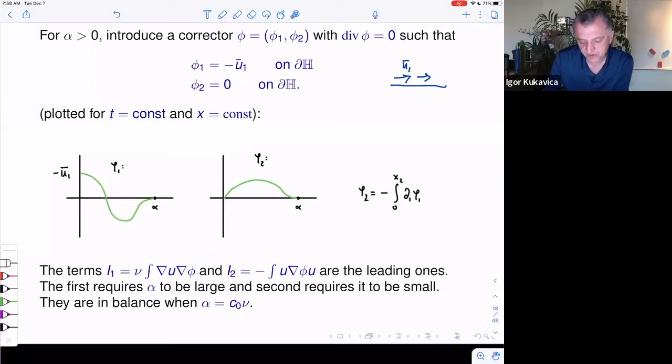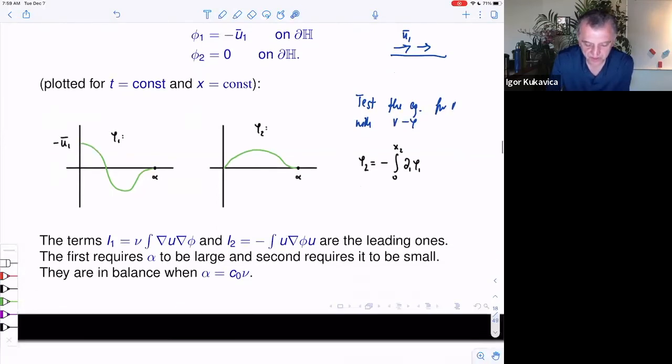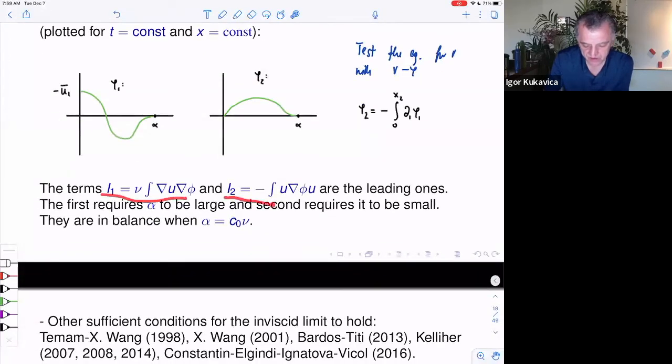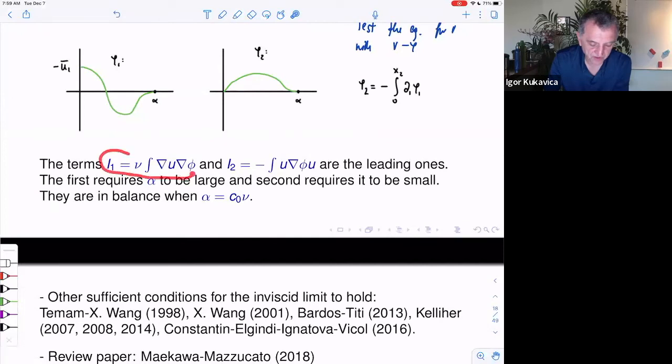Then we write the equation for the difference. So instead of the equation for v, we still write the equation for v, but we test it with v minus phi. So we test the equation for the difference with v minus phi. And because of this vanishing, now we can integrate by parts and analyze every individual term. The two leading terms compete against each other. There is one term coming from the linear part and one term coming from the non-linear part. On both, we apply the Poincare inequality, or Kato applied the Poincare inequality. The first one requires alpha to be large. The second one requires alpha to be small, and they are in balance when alpha is equal to C0 times nu. We can take any constant we like. And that's kind of the proof.